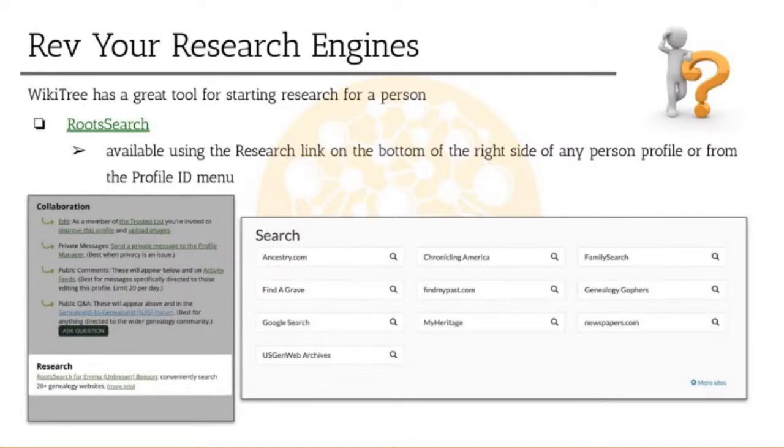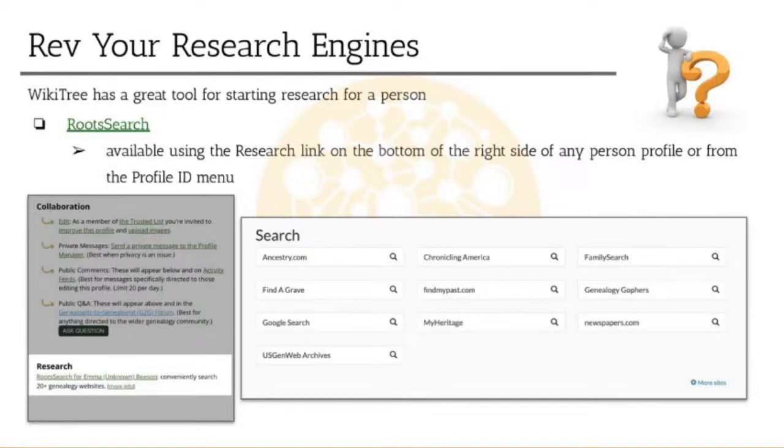Now that you've done that, you want to rev your search engines. You want to use this wonderful tool that we have on WikiTree called Root Search. There are others, but I'm going to talk about this one today. On the profile, if you look over in the right-hand column and roll down, you'll see this research option, Root Search for Emma Unknown. When you click on that, you'll get a box that looks something like this with some pre-entered information from the profile about names or dates.